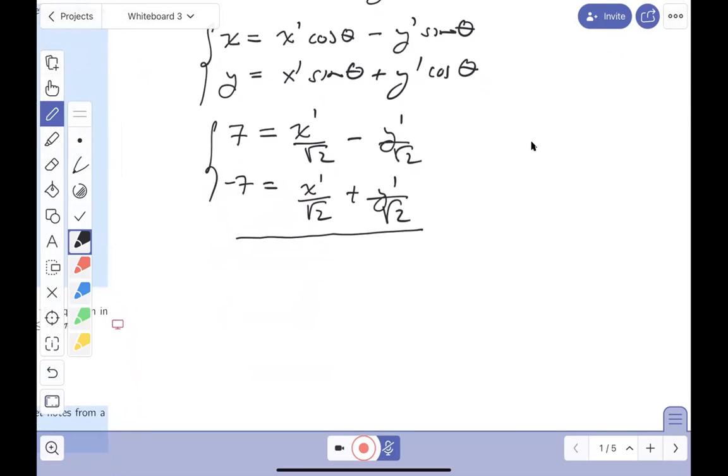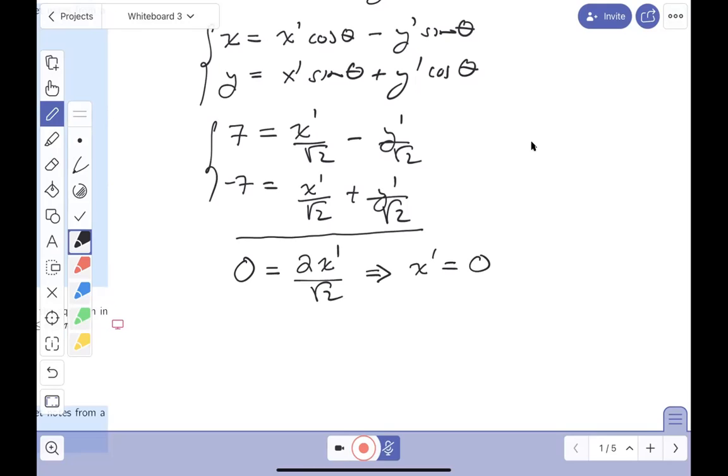And what would you get? Well, 7 plus minus 7 is 0. And then you would get 2x prime over root 2, and the y primes would just magically disappear. And that's good news. Now, what does this tell me? This tells me x prime must be equal to 0. So I know what x prime is now. Now, here's what you're going to do.